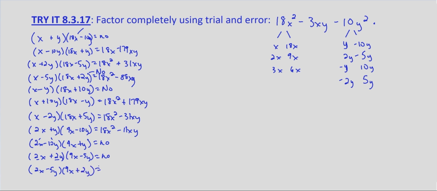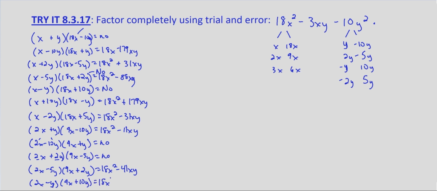No common factors, so that gives us 18x squared. We have plus 4xy minus 45xy, so that's going to be minus 41xy. So we know that's a no. So now we go on to our next row, which is going to be 2x minus y times 9x plus 10y.